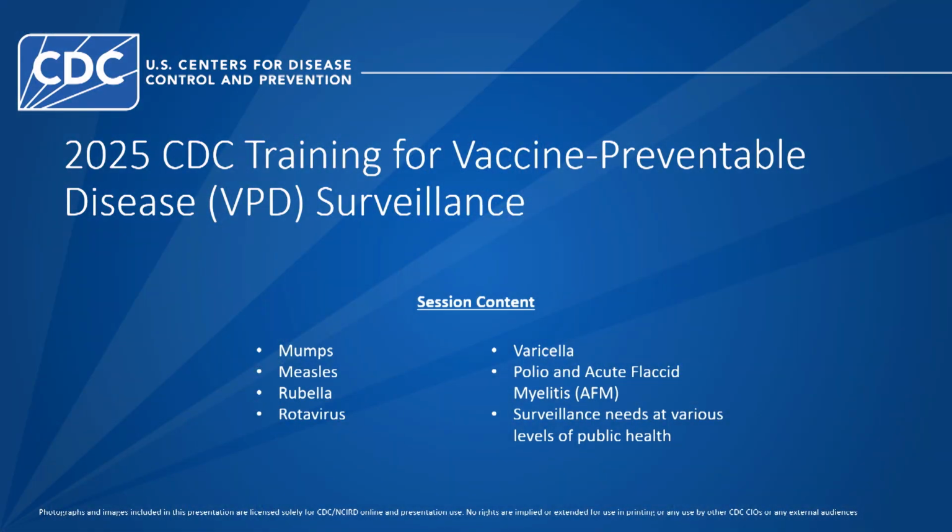This 2025 course is presented in two sessions. In this session, we will cover viral vaccine-preventable diseases, or VPDs. The bacterial VPDs will be covered in a separate session. For those seeking continuing education credits, please follow the directions at the end of this session. You must register on CDC Train to receive continuing education credits for this course.